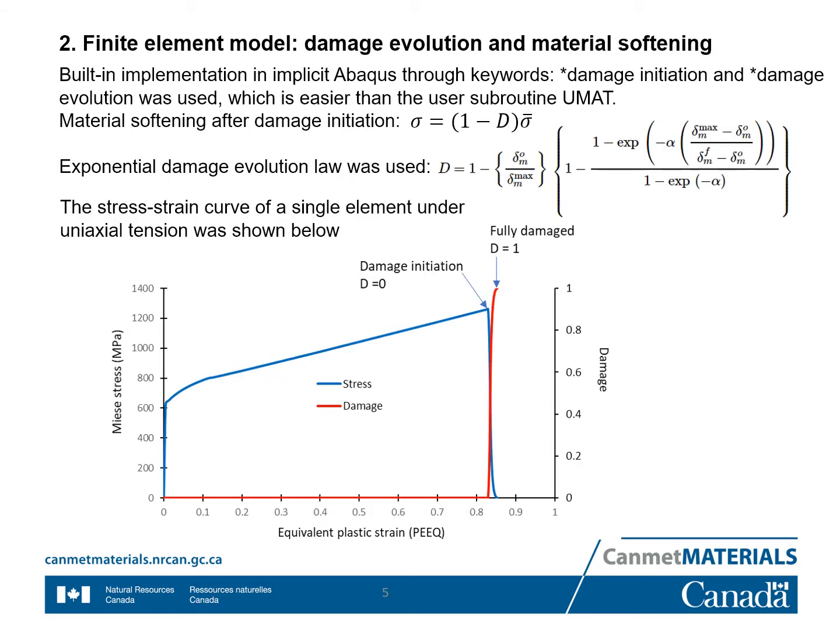After damage initiation, the softening of the material is controlled by the damage evolution. And we are using an exponential damage evolution law here. This figure shows a stress-strain curve of a single element under uniaxial tension. We can see that in the beginning, the material is elastic, and then it goes plastic, and then damage begins. The damage starts from 0, and if we continue to increase the strain, the damage will increase to 1. That means the element has been fully damaged and will be removed from the mesh.